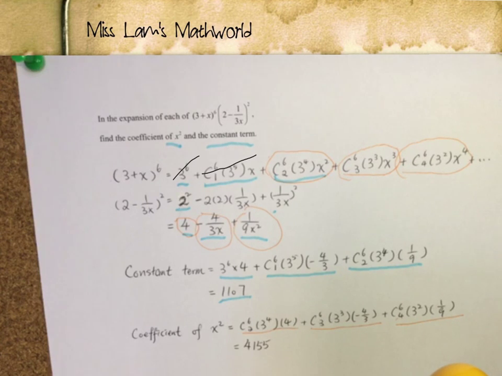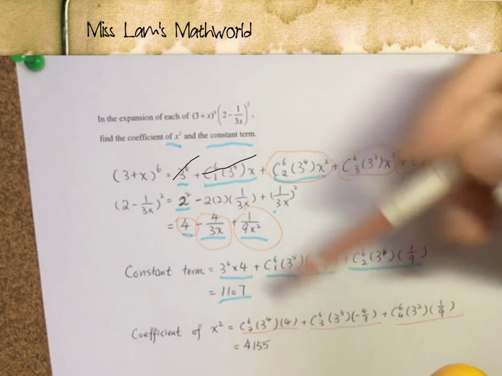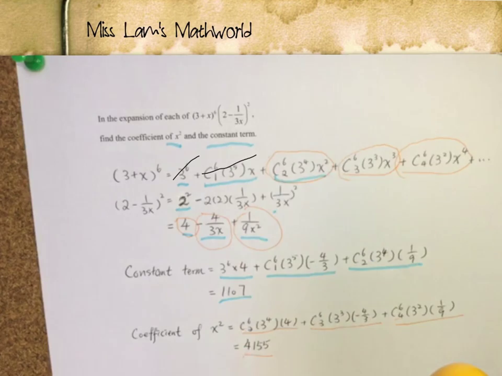And then we consider the coefficient of them by adding them all together. So we get 4,155 as the final answer. Okay.